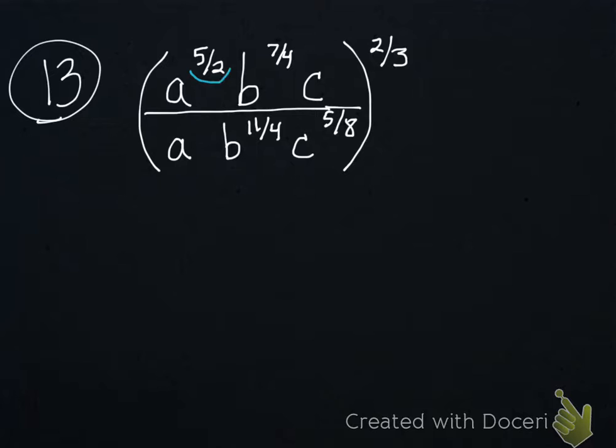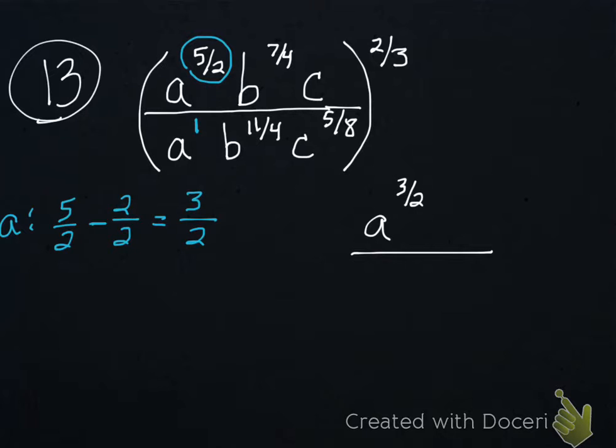So I'm looking at my a's. I have 5 halves and a 1. Remember, 1 can be expressed with any denominator. So for A, it would be 5 over 2 minus 2 over 2, because 2 over 2 reduces to 1. That would give us what? Well, 5 minus 2 is 3. So A would have an exponent of 3/2. That would be on the top because the exponent is positive and the higher exponent is on the top. So you can check it either way.